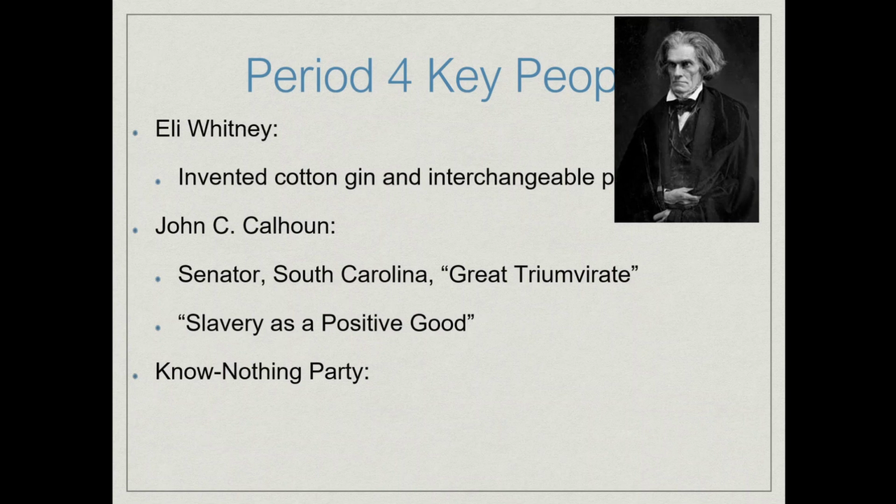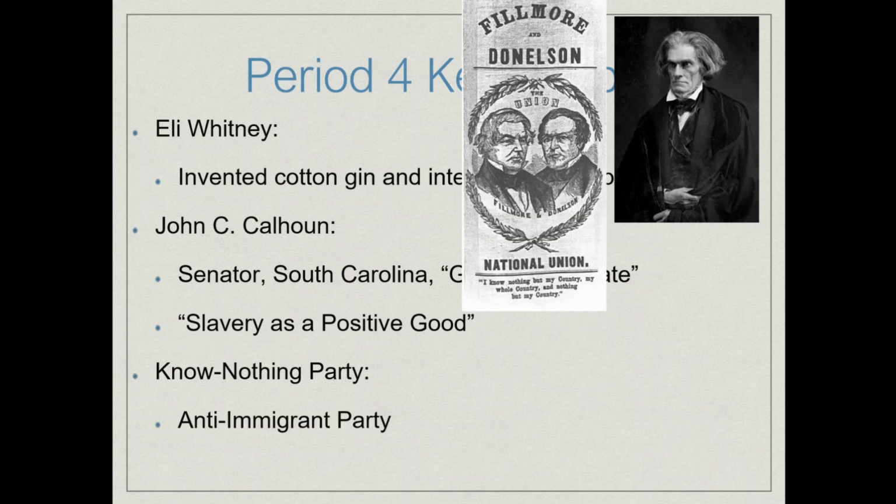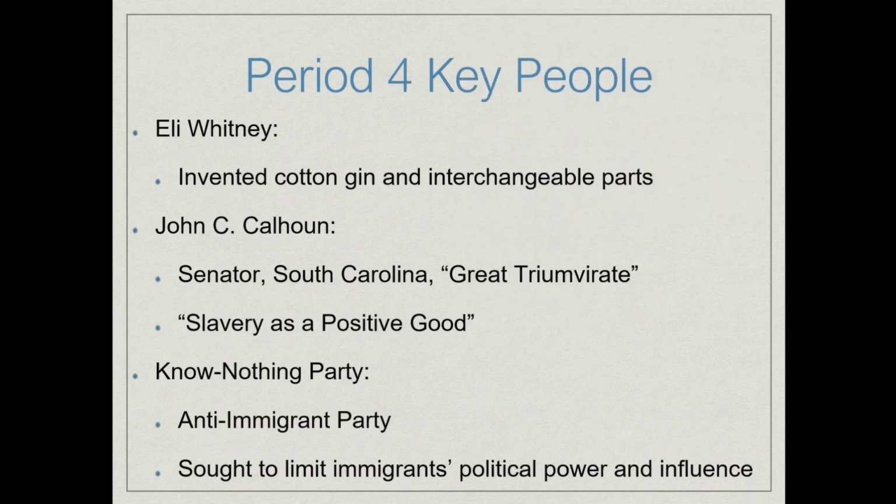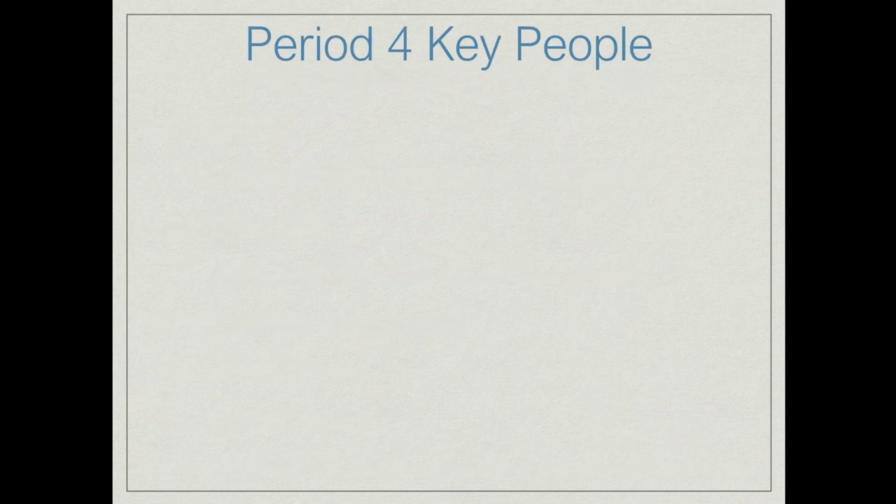The Know Nothing Party was a political party that was anti-old immigrant. They sought to limit immigrants' political power and influence and limit the amount of immigrants that could come to America. At this time, anti-immigrant feeling's not going to be as powerful as it is when we get to the next couple units, when the new immigrants come, but there is still a lot of discrimination against the old immigrants. Let's talk about some of the abolitionists.